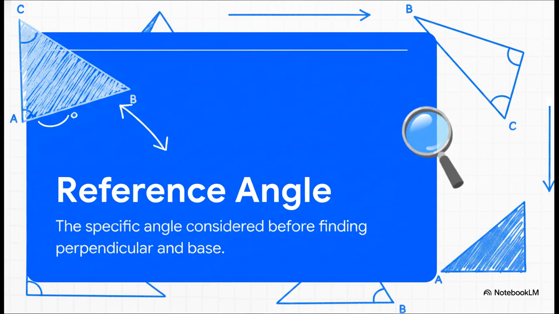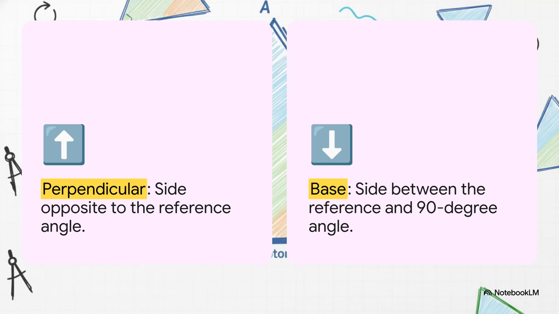Picking this angle is an absolutely crucial, required step before you can figure out the true identities of the other two sides. Let me illustrate the difference between those remaining two sides once you've picked your angle. Imagine yourself standing exactly at your chosen reference angle. If you look straight across the triangle, right in front of you, that side is your perpendicular. Now look down at the floor your angle is resting on, situated perfectly in between your reference angle and the 90-degree right angle. That, my friends, is your base.